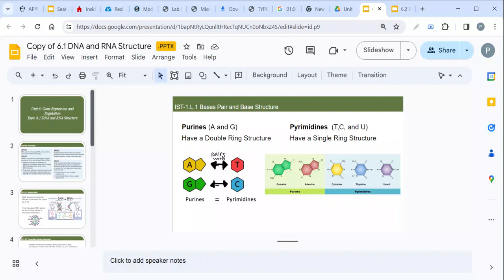All right, hey everybody. Welcome to another episode for your AP Biology notes. So we're going to be going over two concepts today. We got 6.1, which is going to be all about DNA and RNA structure, just so that way we can go ahead and go through those guys real quickly.